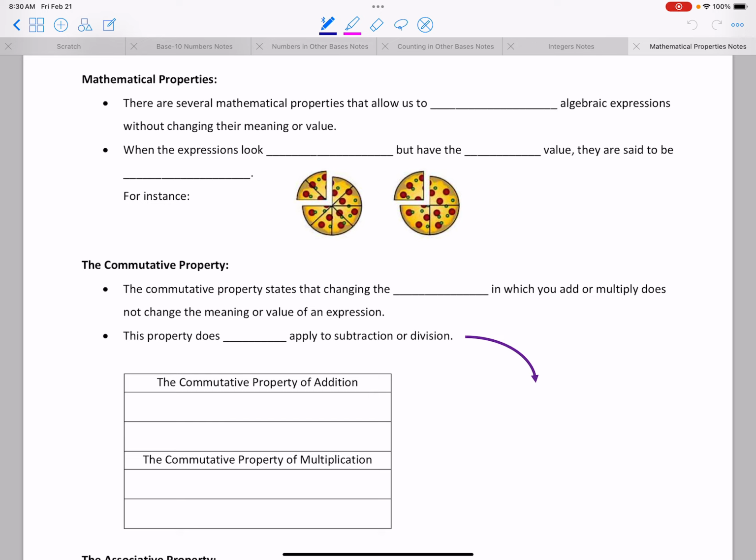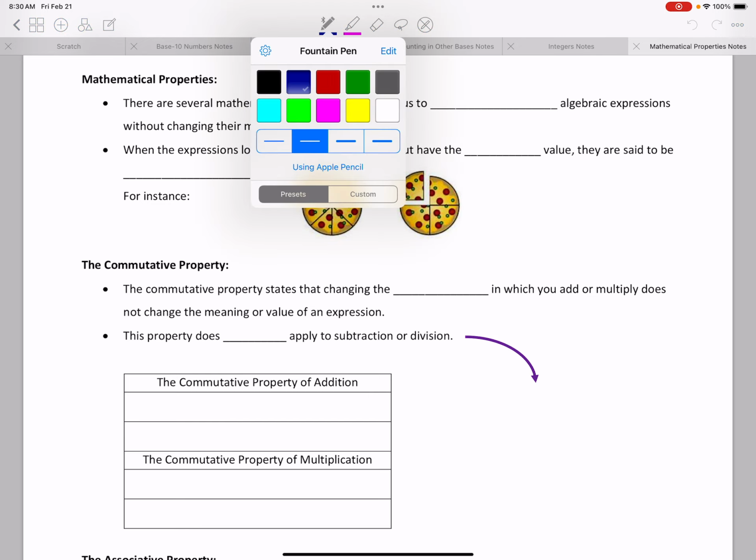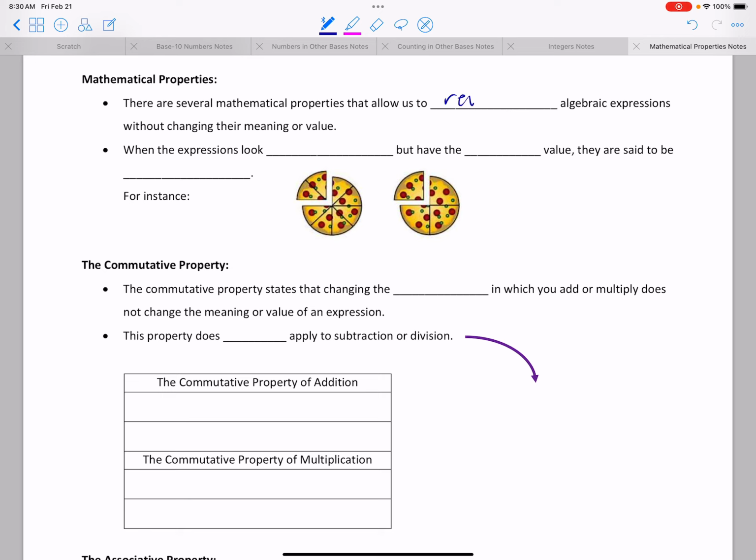So basically, what a mathematical property is going to allow us to do is rewrite an expression without changing its value. So the purpose would be to make it look different so that we can manipulate it in some way, and this becomes very helpful when you get to algebra, but it does not change its value. And when expressions look different but have the same value, we say that they're equivalent.